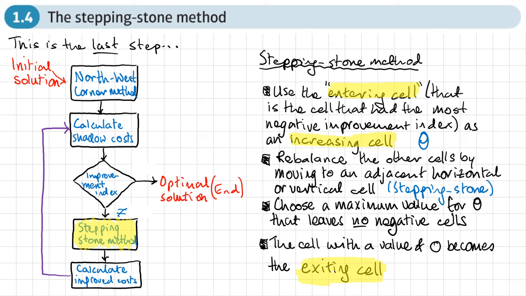This is the fourth section of chapter 1, and in this section we're going to be looking at the stepping stone method. Now the stepping stone method is the last step in finding an optimal solution to these transportation costs.